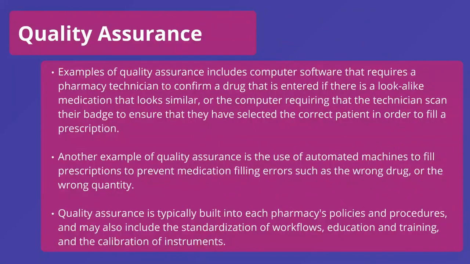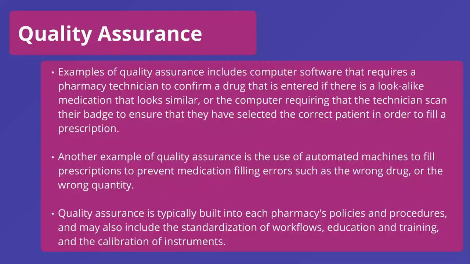Examples of quality assurance include computer software that requires a pharmacy technician to confirm a drug that is entered if there is a lookalike medication that looks similar, or the computer requiring that the pharmacy technician scan their badge to ensure that they have selected the correct patient in order to fill a prescription. Another example of quality assurance is the use of automated machines to fill prescriptions to prevent medication filling errors such as the wrong drug or the wrong quantity.